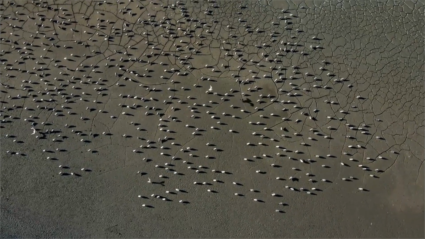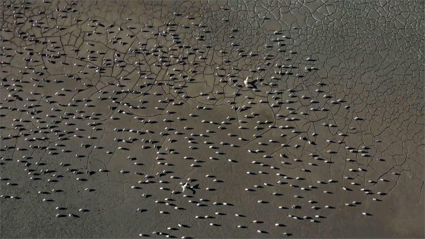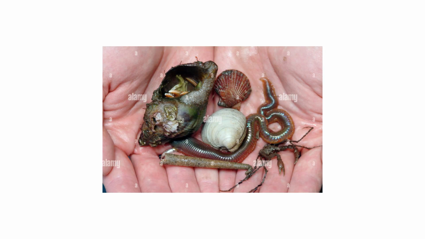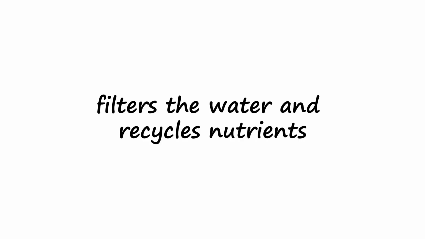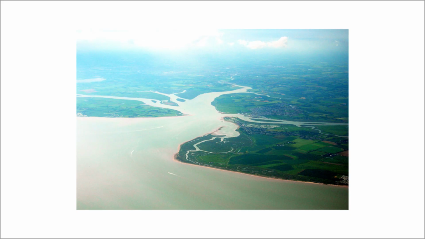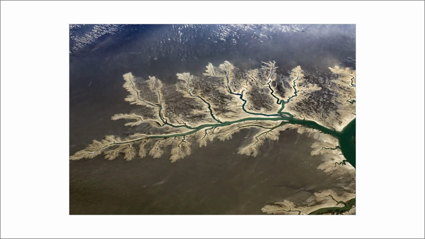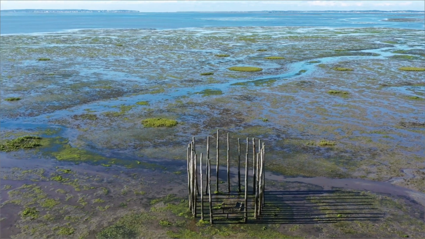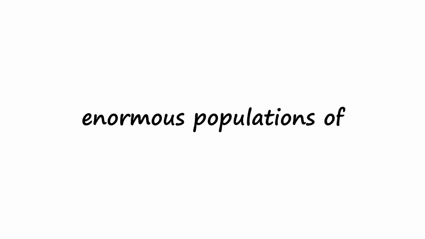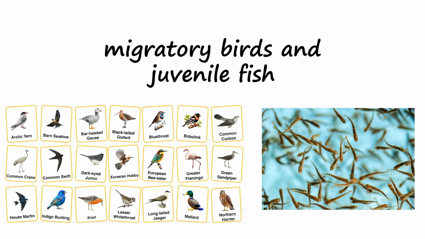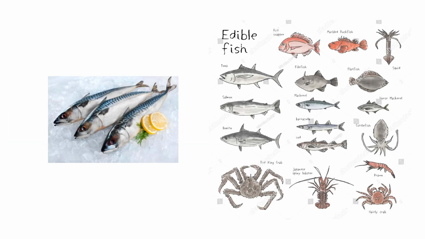Wading birds pick through the surface, feeding on worms and small invertebrates. Beneath the mud, a dense network of organisms filters the water and recycles nutrients. The Thames estuary, the Yellow Sea in East Asia, and the Wadden Sea in Northern Europe all feature extensive mudflats that support enormous populations of migratory birds and juvenile fish. Without mudflats, many of the fish we eat would not survive their early lives.